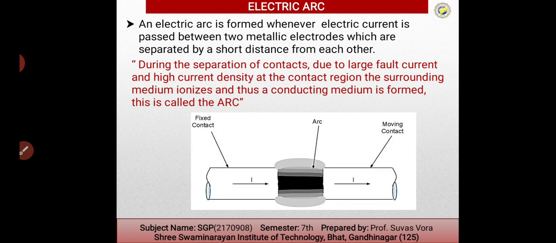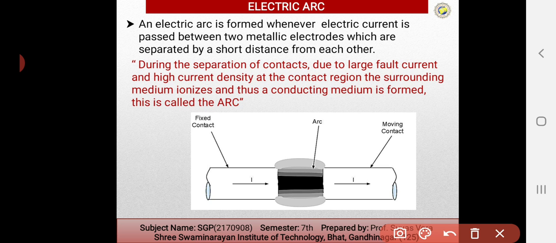So here you can see that this contact is fixed and this contact is moved.